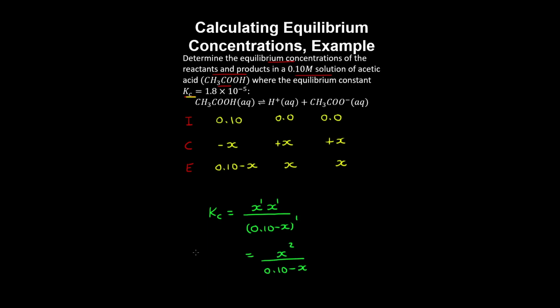And the equilibrium constant is given, and to avoid solving a quadratic equation, we can apply the approximation that the equilibrium concentration of the products is mostly insignificant compared to the initial concentration of the reactant. So therefore we can get rid of this X in the denominator, and now we can solve this equation much easier, which gives the following value for X.